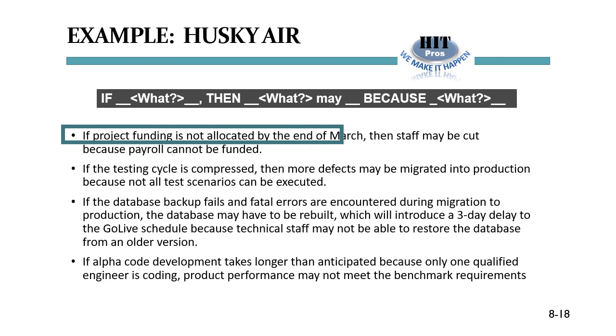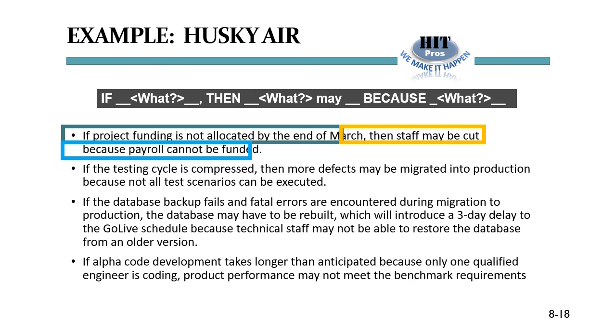So if this condition comes true, then the consequence or impact may happen. What is that impact? Then staff may be cut. Okay, so if we don't have any actual money available on our account with which we can pay people's salary, then we will lose people on the project team. Why? Because payroll cannot be funded. So our ability to secure payroll funding here is the root cause.